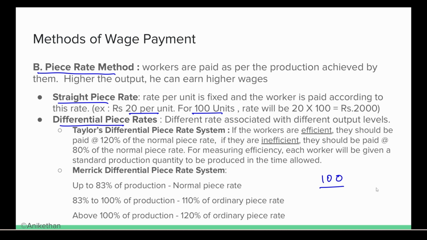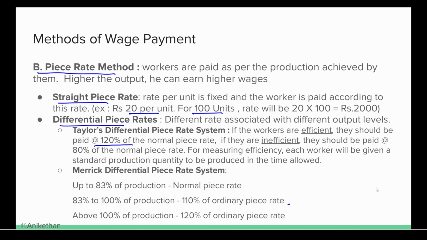Let's take an example: 100 pieces per hour. They will set this as the standard. If the output is less than this, let's say 80, then he is inefficient. If the output is greater than this, even 101, he is efficient. Based on this, the piece rate varies. So in Taylor, what happens? If he is efficient, he is paid at 120% of the normal piece rate. Let's say the piece rate is 10 rupees; if he is efficient, he will be paid 12 rupees because that is 120% of the piece rate. If he is inefficient, he will be paid 8 rupees per piece.